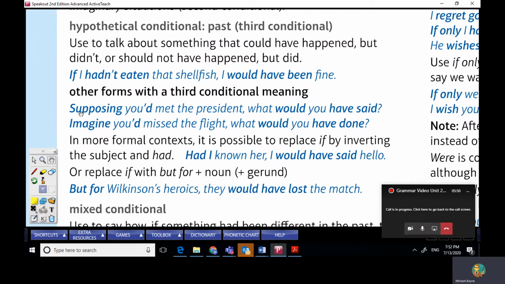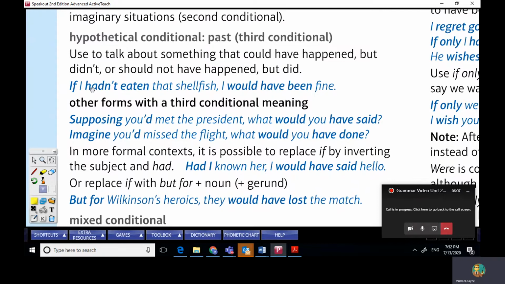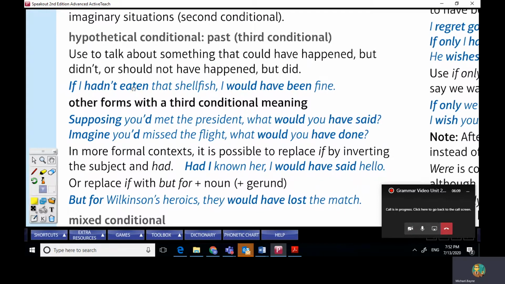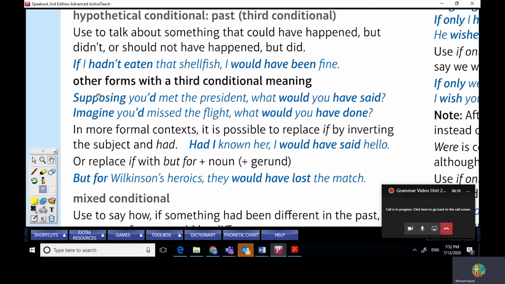Okay, now if is not the only word that we use with these conditionals. Another word we can use is supposing, and another word you could use is imagine. Okay, but it follows the same pattern here. We have the if, then the subject, and then we have past perfect, which is had or hadn't with verb 3. And then in the main clause, we have would have been, okay, or would have done. So it follows the same pattern here.